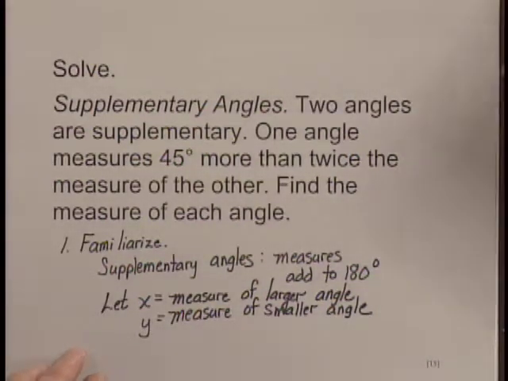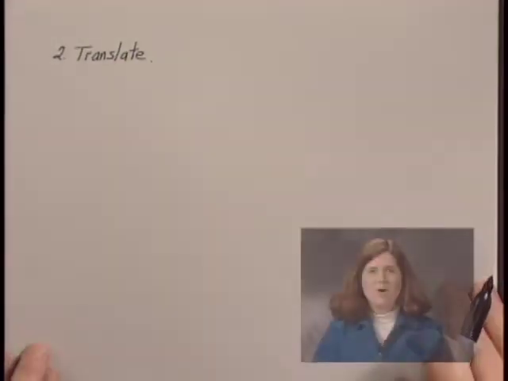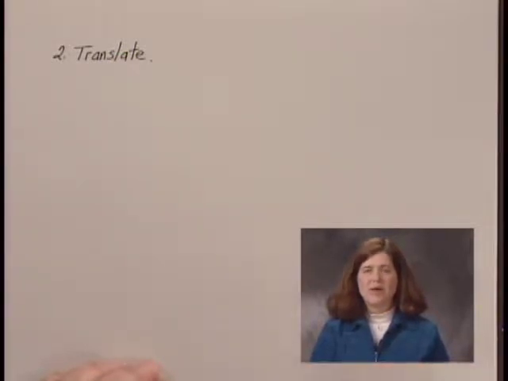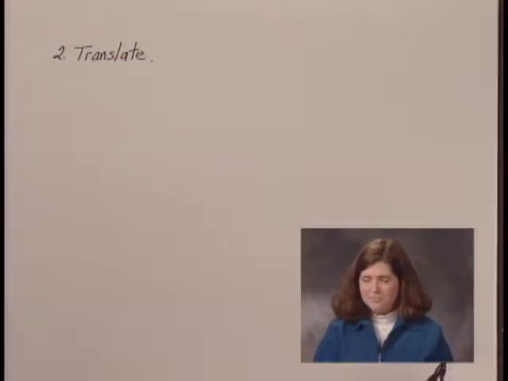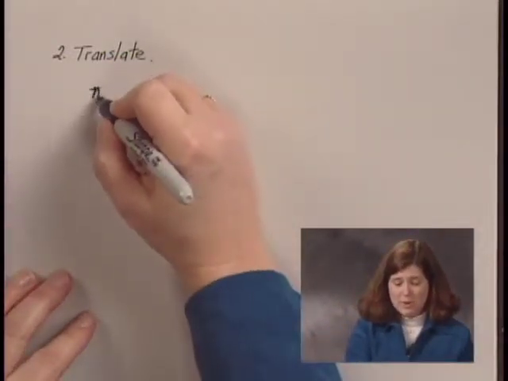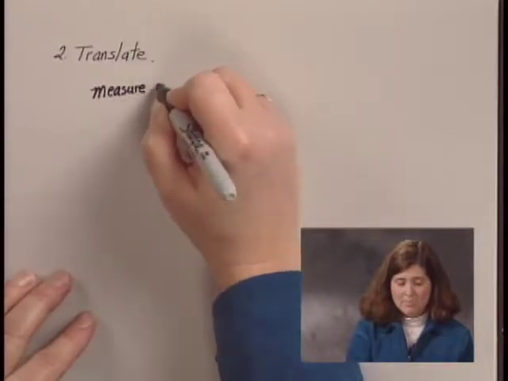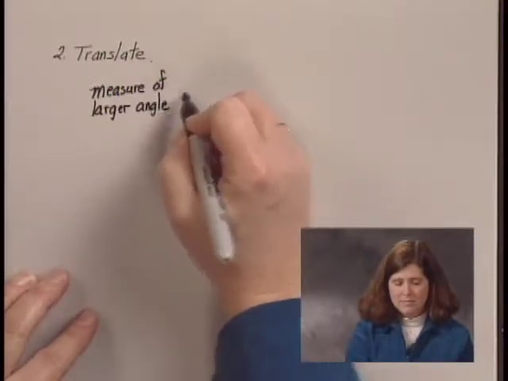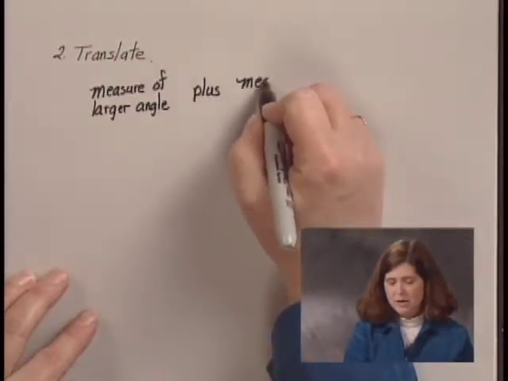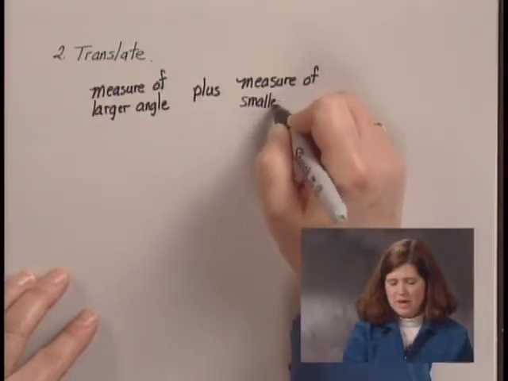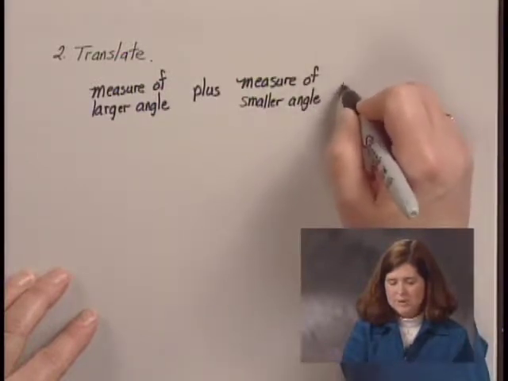to mathematical language. I'm going to start by rewriting the two relationships that I see in the problem in English in a maybe a little bit different way that will make it easier to translate directly to math. I know that the two angles are supplementary. That means that their measures add to 180 degrees. So we'll say the measure of the larger angle plus the measure of the smaller angle, if you add those together, we should get 180 degrees.